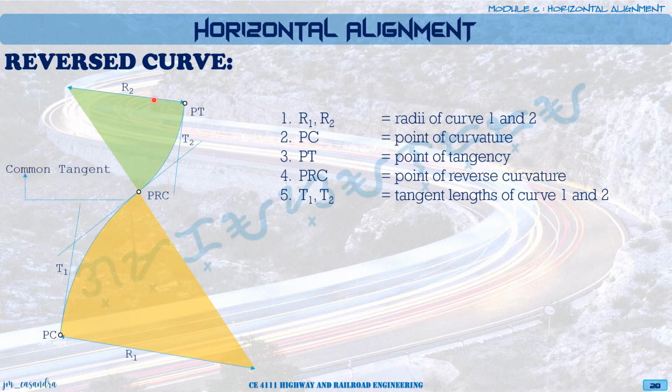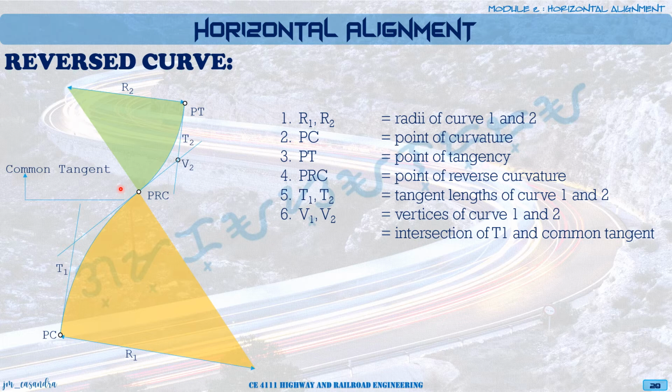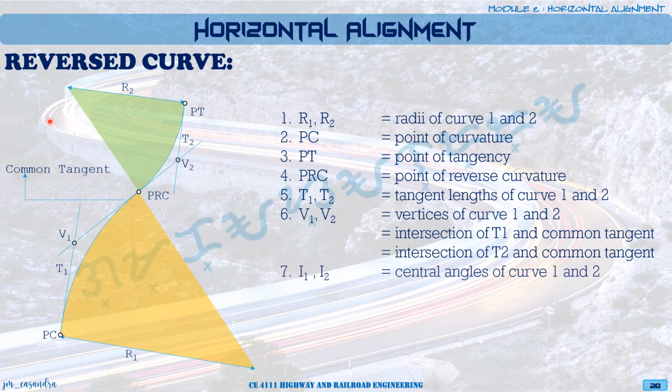And then we have our common tangent, which will be passing through our point of reverse curvature, which is also equal to the sum of T1 and T2. Then we also have our V1 and V2, which is simply the intersection of the common tangent and your tangents. Then we also have I1, I2, which are the central angles of curve 1 and curve 2.